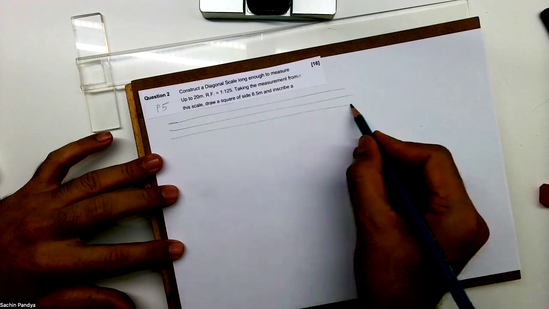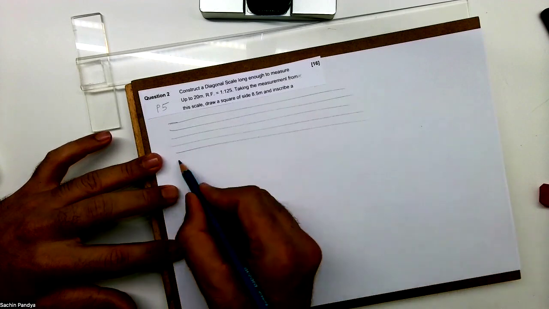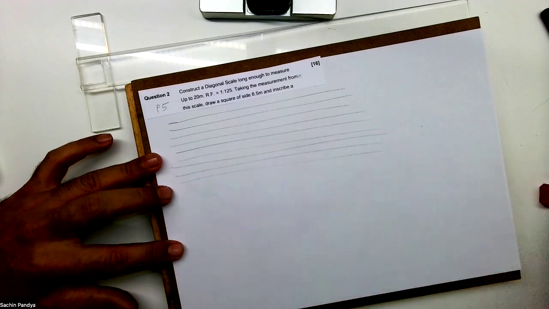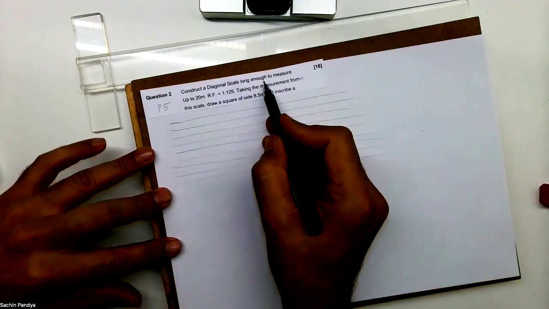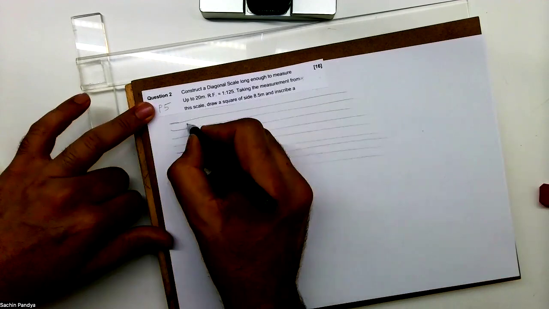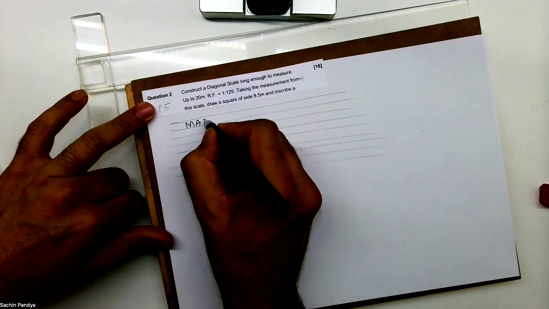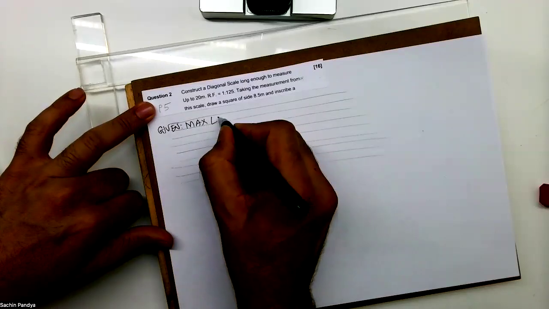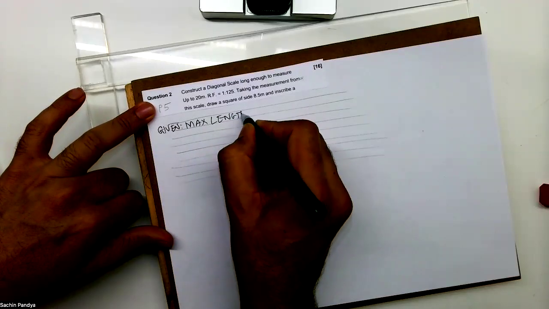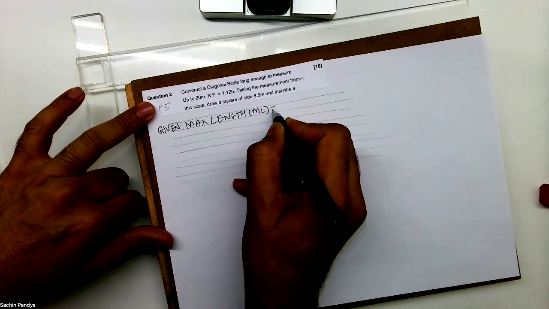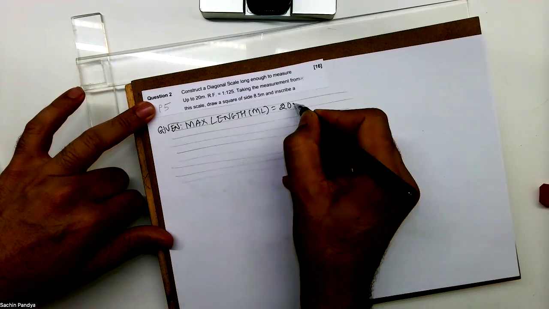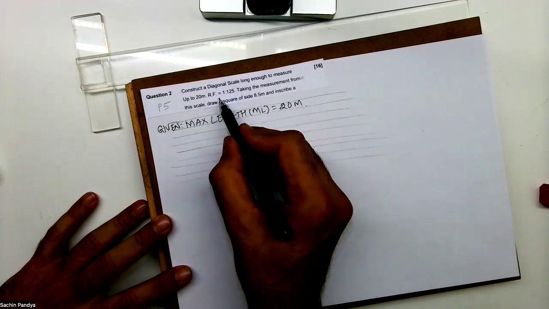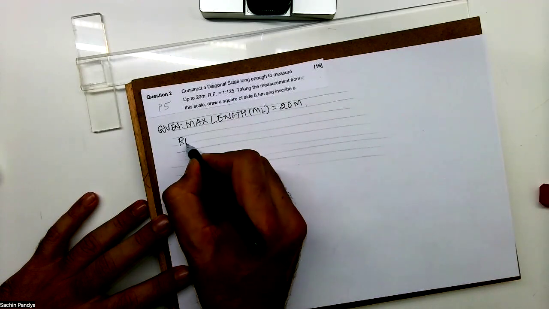Again, first we'll draw the guideline. What I have to write? Construct a diagonal scale long enough to measure up to 20 meter. So maximum length given. Max length: how much is maximum length? 20 meter. RF is how much? Representative fraction.